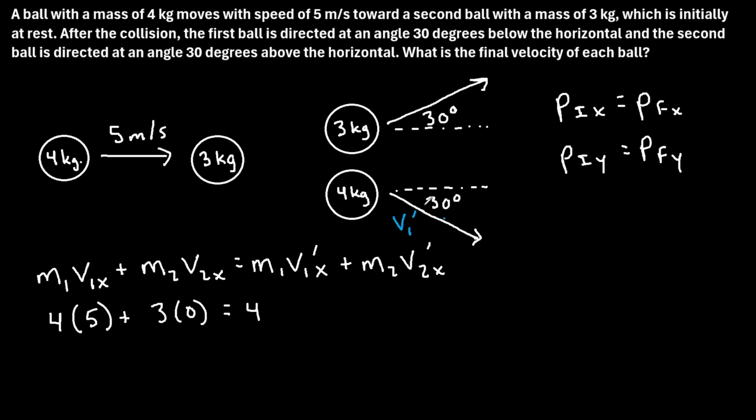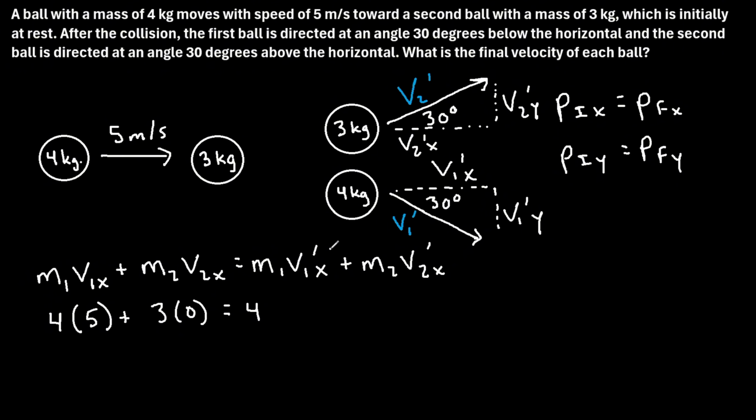That's this arrow right here. But what we can do is break up this final velocity into an x direction and a y direction. So this is the final velocity of the first ball in the x direction, and this represents the final velocity of the first ball in the y direction. And similarly, for this second ball right here, this arrow represents the final velocity of the second ball. And we can also break that up into the final velocity in the x direction and the final velocity in the y direction.